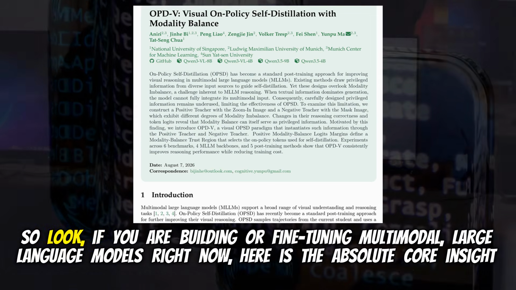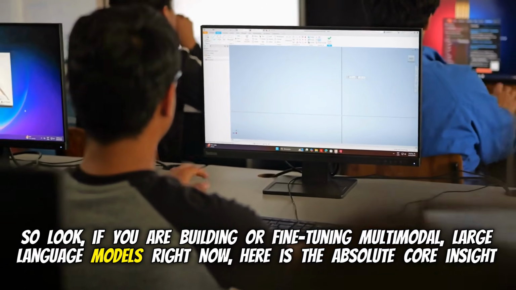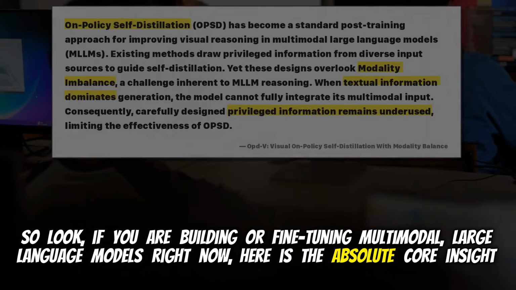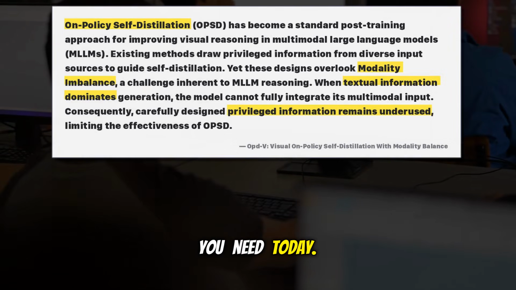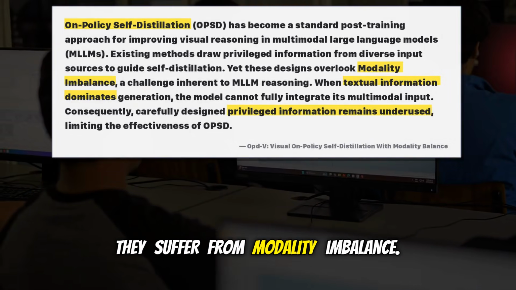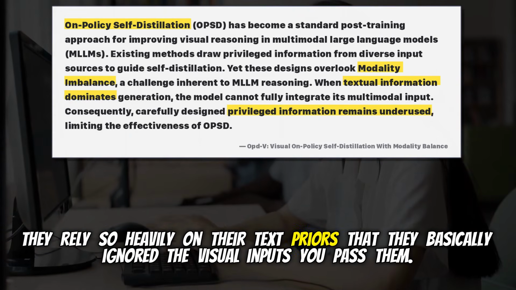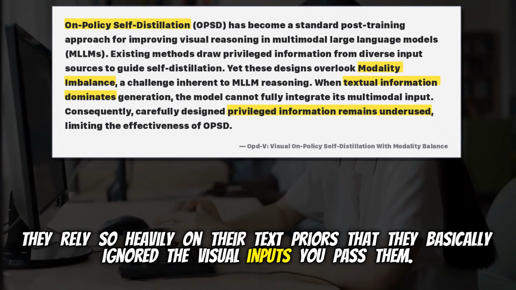It really is. So look, if you are building or fine-tuning multimodal large language models right now, here is the absolute core insight you need today. MLLMs have a massive bug. They suffer from modality imbalance. Right. They're incredibly lazy. Exactly. They rely so heavily on their text priors that they basically ignore the visual inputs you pass them.